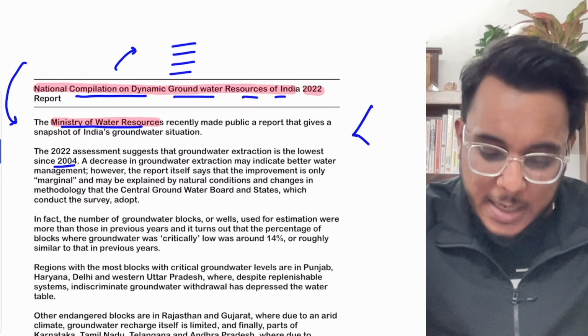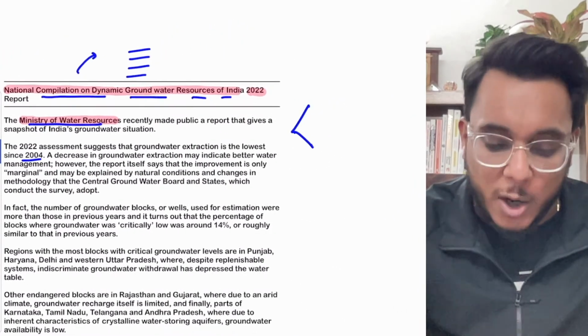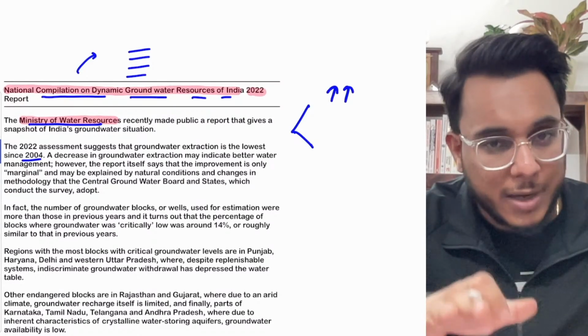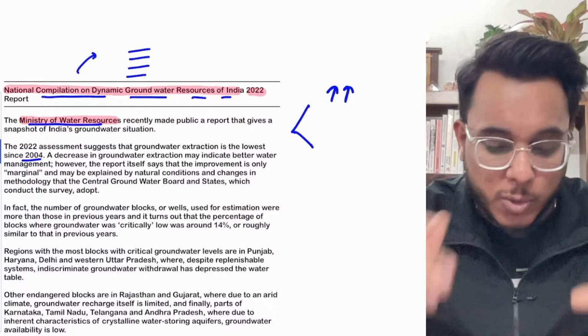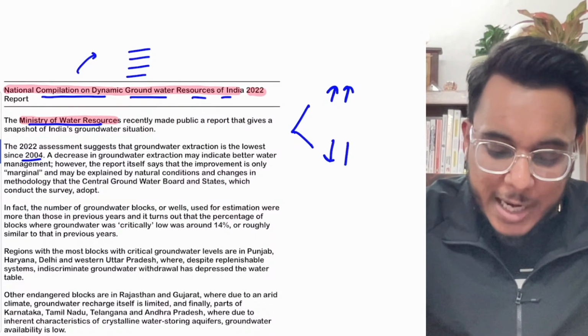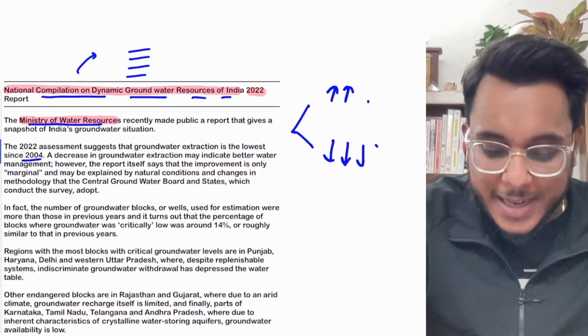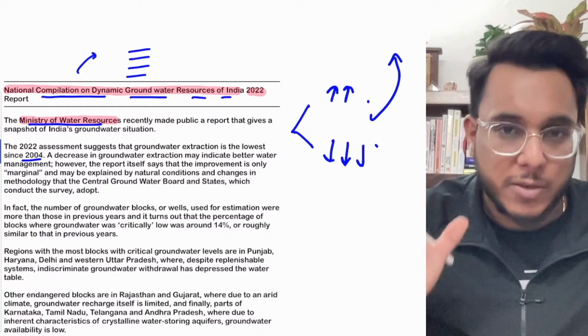Condition number one, the availability of groundwater into the natural aquifers needs to be increased, and secondly, the groundwater extraction needs to be minimized. If those two conditions are met, we can say that the groundwater condition will improve.